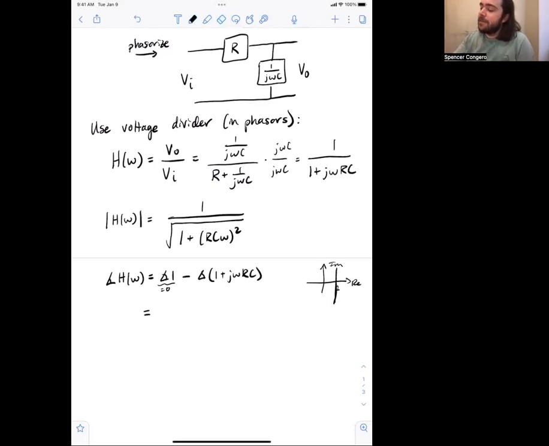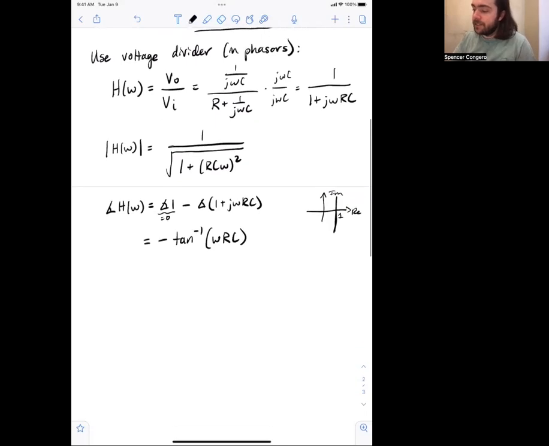But all those complex numbers are in the first or fourth quadrants. They have real part that's positive. And as we said in the previous complex number review video, you can see I'm referencing that a lot, the angle of any complex number whose real part is positive is just the inverse tangent of the imaginary part divided by the real part. So we get negative inverse tangent of the imaginary part divided by the real part, but that's just 1. So just omega RC.